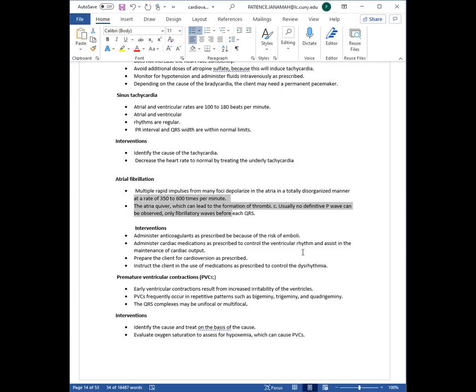So for the AFib, you want to take note. The intervention for that one will be to give the patient anticoagulant because of the risk of formation of thromboembolus. And then cardioversion is prescribed. So AFib, we give cardioversion. Sinus bradycardia, you want to give the patient atropine.